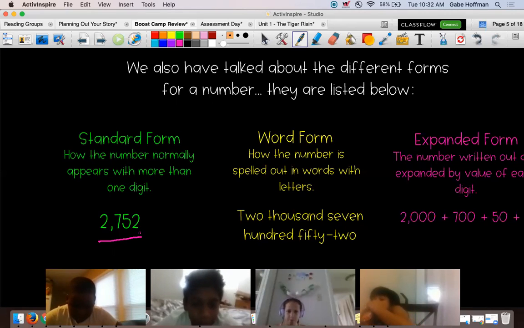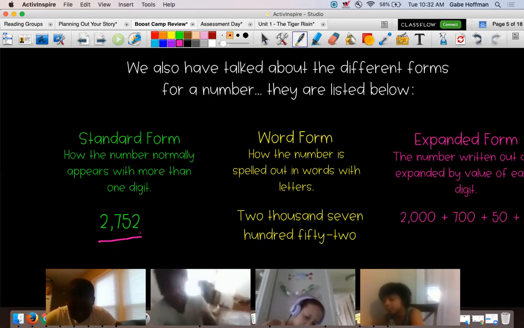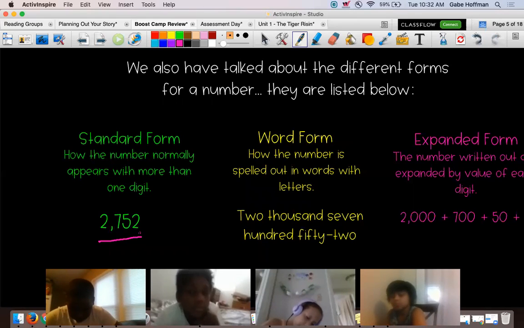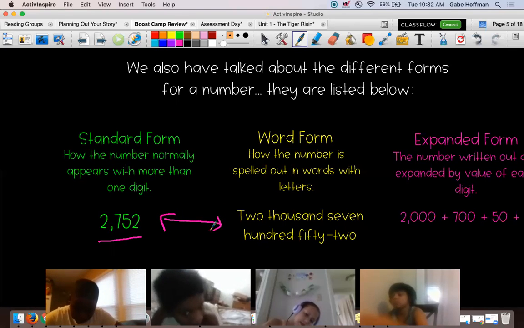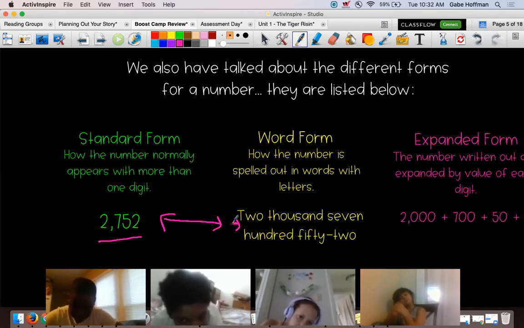How the number is spelled in words with letters. 2,752. Good job correcting yourself. So word form is spelled out in words with letters. This is the same number, but in standard form, it's written out how you normally see it. And then in word form, it's written out in words with letters. And then Jay, can you read expanded form for us?